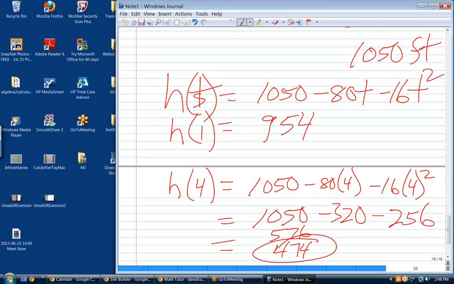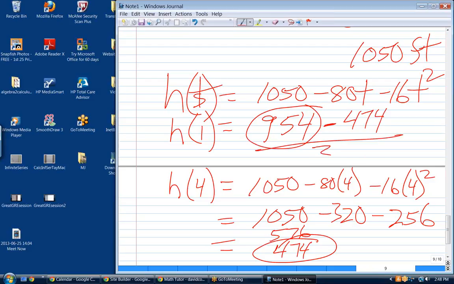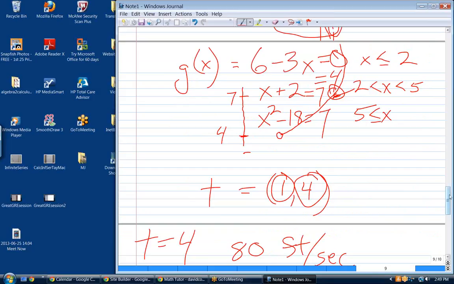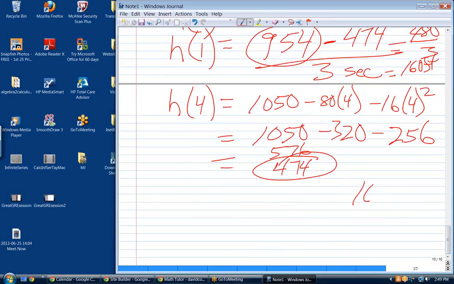So we go from time equal 1 second to time equal 4 seconds. We go from a height of 954 to a height of 474. So 954 minus 474 divided by 3 seconds, 4 seconds minus 1 second, gives us our average velocity. So that's 480 over 3, or 160 feet per second. 160 feet per second is the average velocity over that 3-second period.